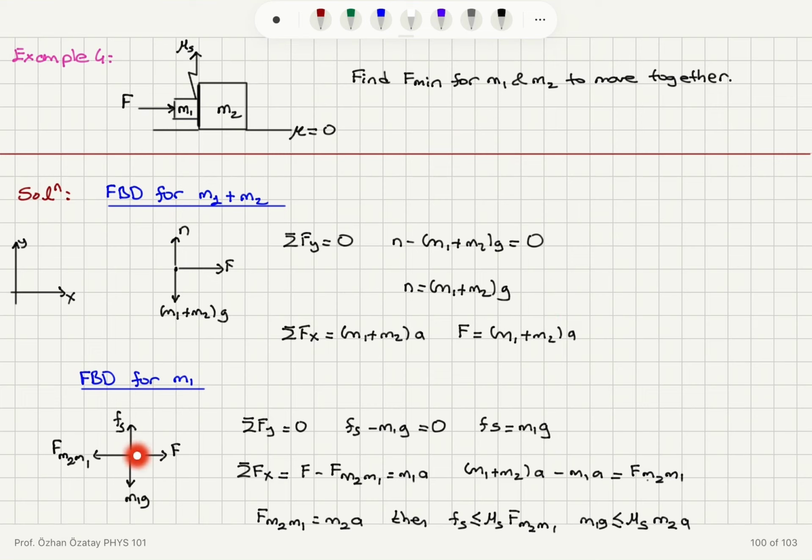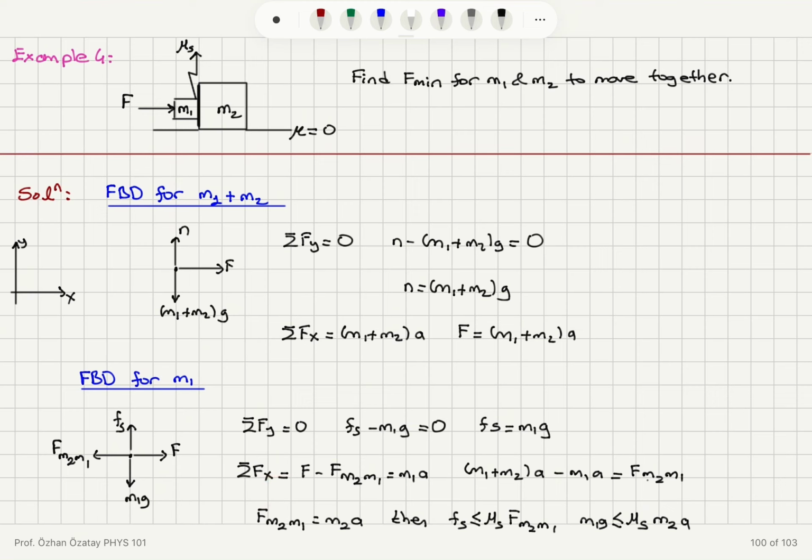Then I draw the free body diagram for m1, where I see the force F, m1g, the force exerted by m2 on m1, and the static friction, which is pointing up in order to have m1 not slide down. And this tells me that the static friction must be equal to m1g, which is less than or equal to μs times the normal force, where the normal force is the force exerted by m2 on m1.